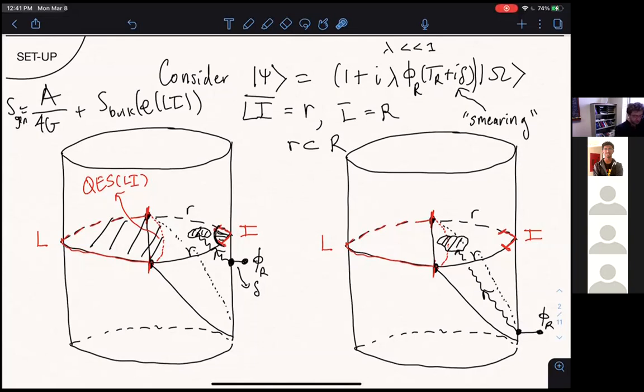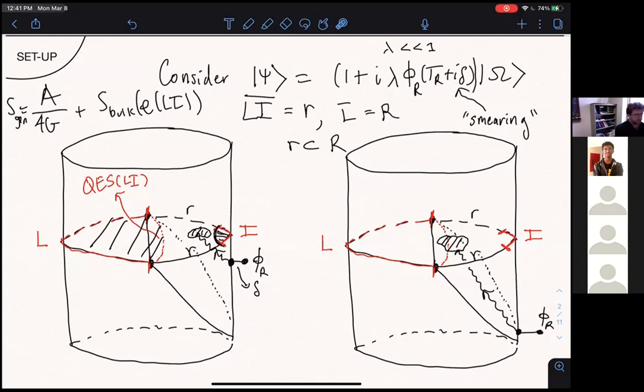But this is a little bit of a tricky thing because when you shrink I, the area term that you're talking about is still always infinite, right? It is a little bit of a singular limit, so you have to introduce some cutoff. That's right. Okay, thanks.